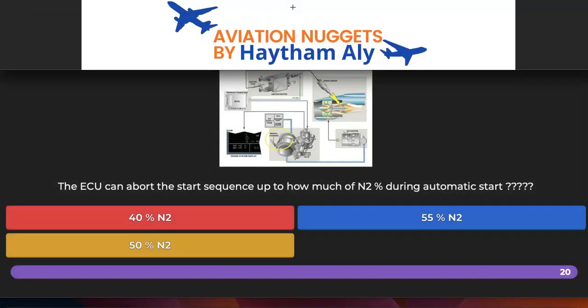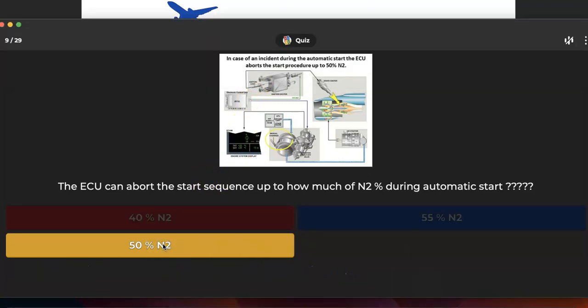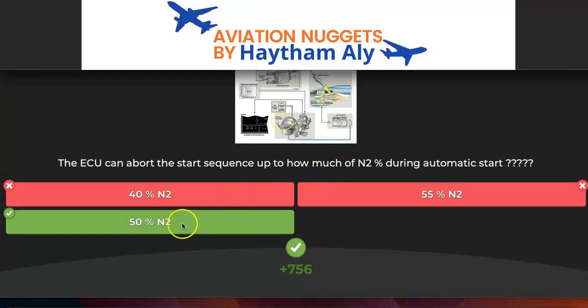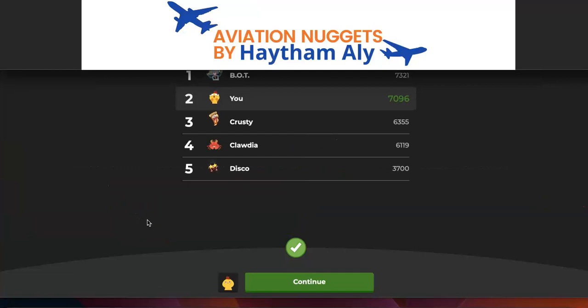The ECU can abort the start sequence up to how much N2 during automatic start? 40% N2, 55 or 50% N2? The ECU can abort the start sequence up to 50% N2. At 50% N2, the ECU cuts ignition and disengages the starter from the starting sequence.